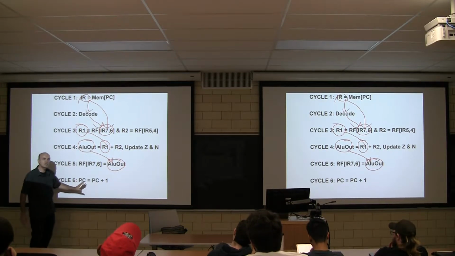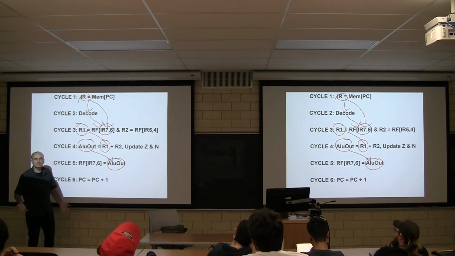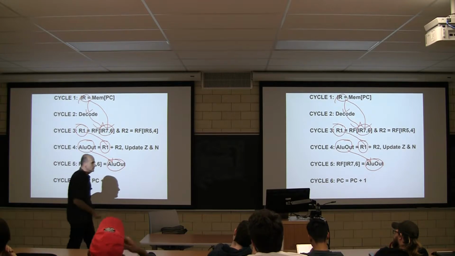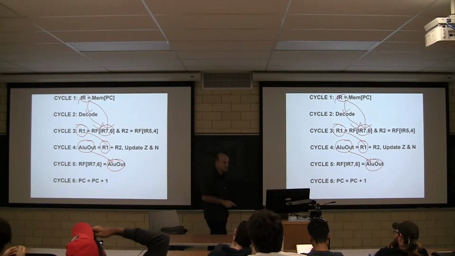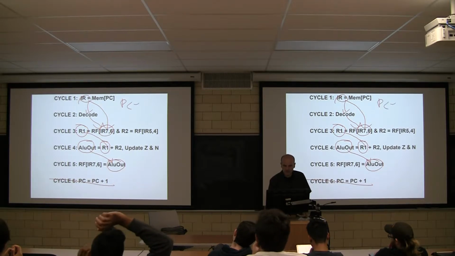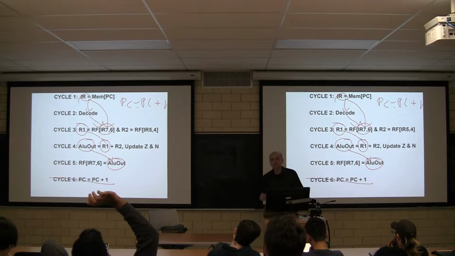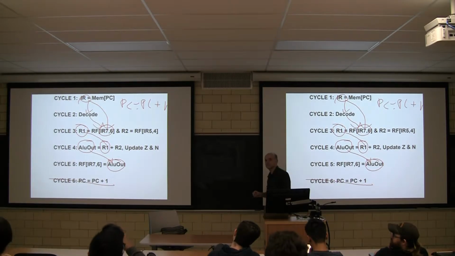So I hope now it becomes clear that you can stuff this all the way up. And that's what I did when I first described this. So we don't have to do this in cycle 6. We can do it here. We can say PC equals PC plus 1. Okay, fair enough?